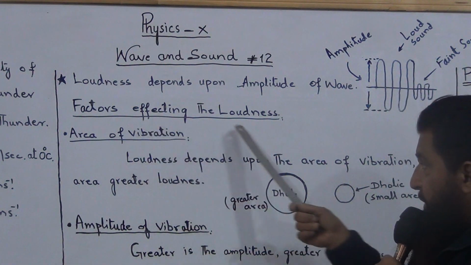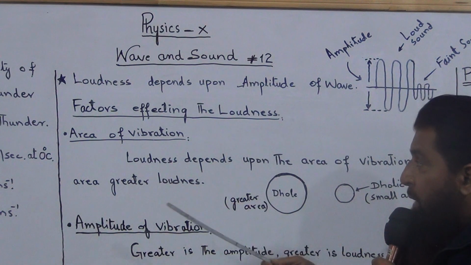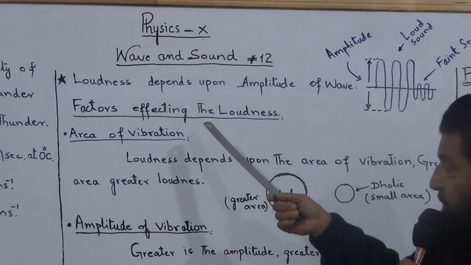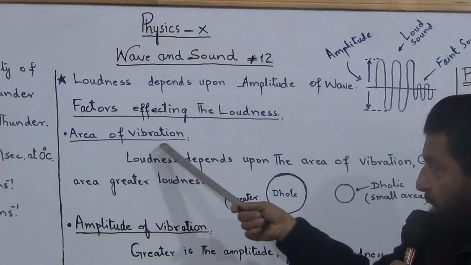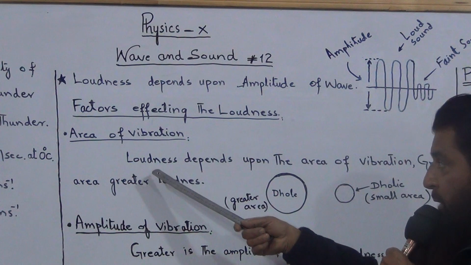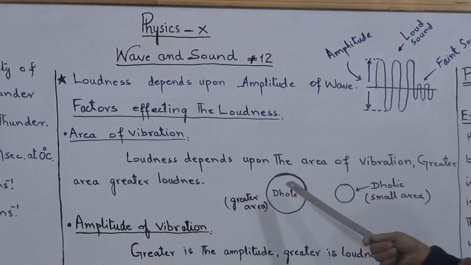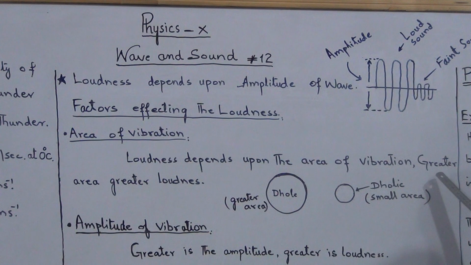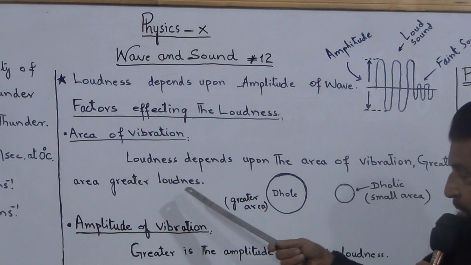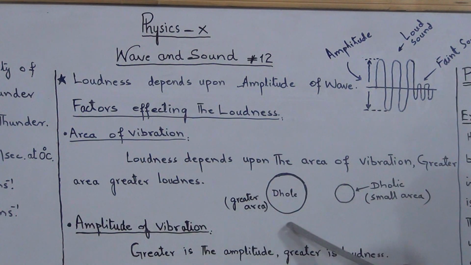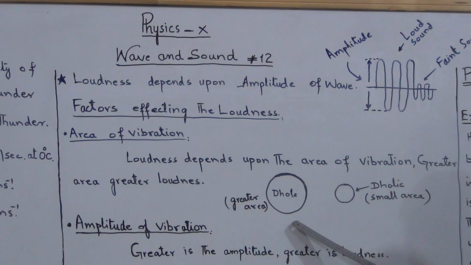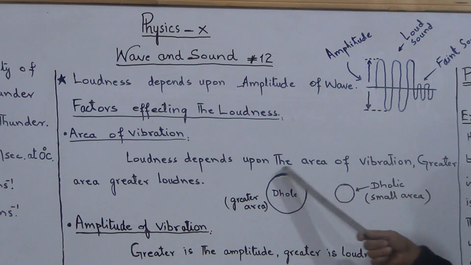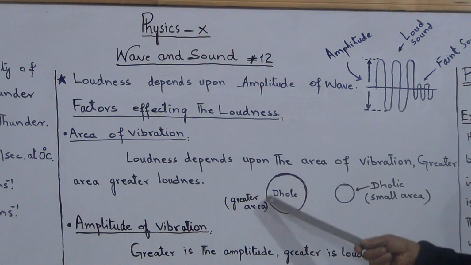Now, factors affecting the loudness. There are the following factors. The first is area of vibration. Loudness depends upon the area of vibration. Greater area, greater loudness. Look at the diagram. This is a musical instrument known as the dhol or drum. It has a greater vibrating area, so its voice is loud.